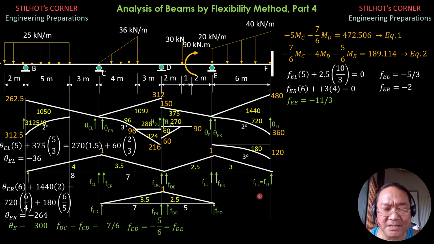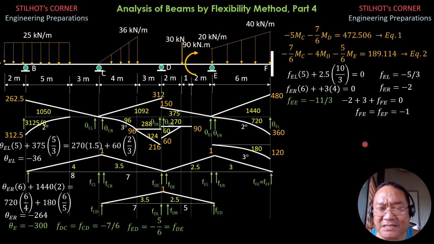FEE. So next, we need FFE. Summation of forces in y: FE right, negative 2, plus 3 plus FF left, or FFE, that's the same, equals 0. So FFE is negative 1. FFE is also FEF, equals negative 1.